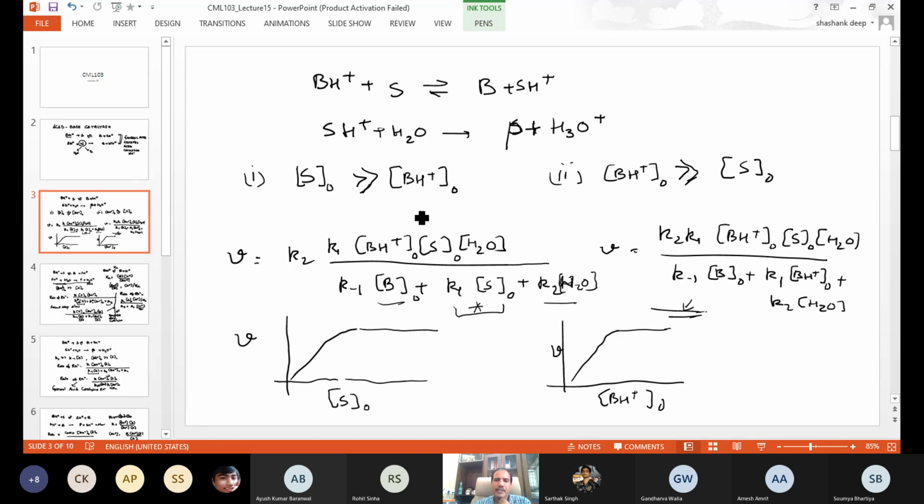BH plus naught will always be quite greater than S naught. Then only I can get this expression. And similarly here, BH plus naught is quite greater than S naught. So please keep this in mind.